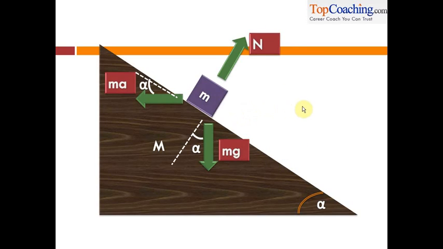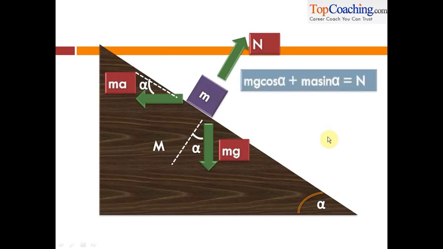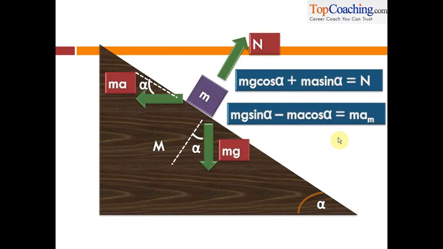We know that the small block mass m moves only parallel to the slope of the wedge. It does not move perpendicular to the slope of the wedge. So perpendicular to the slope of the wedge, the net force is 0. Or you can say that mg cos alpha plus ma sin alpha equal to N. Mg cos alpha is the component of the gravitational force on the small block mass m perpendicular to the wedge. Ma sin alpha is the component of the pseudo force perpendicular to the wedge, and both these forces balance the normal reaction.